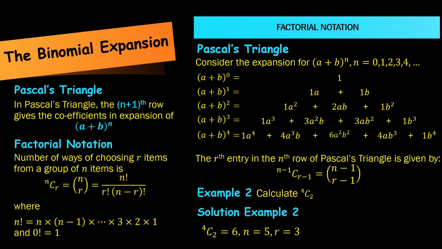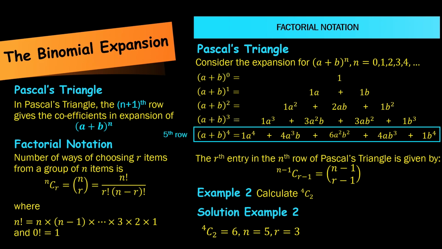And this is equivalent to us taking n equals 5 and r equals 3. This is in the 5th row here, and it's the 3rd entry. So 6a squared b squared.